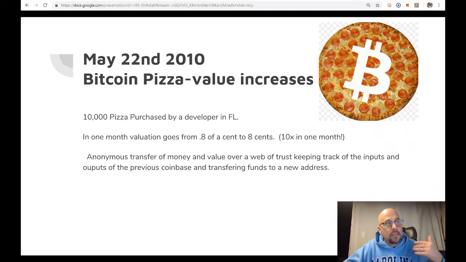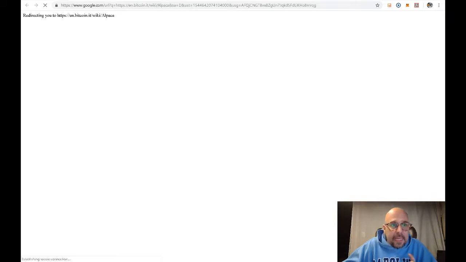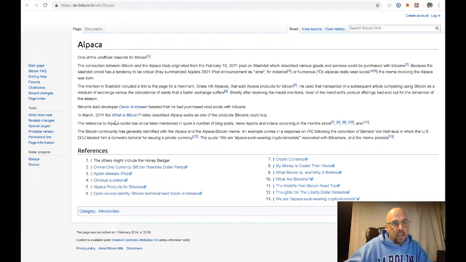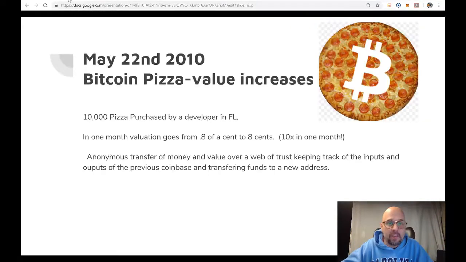Well, in 2011, February 10th, Slashdot wrote an article about you being able to buy any type of object with Bitcoin. You could even buy a pack of socks. If you go here, you can see that with that article, there was actually a website selling alpaca socks, and they sold out really quickly, in a matter of minutes or hours. Essentially, what we're seeing is that we have a very good community that is very tribal, actually, and we see that quite a bit.